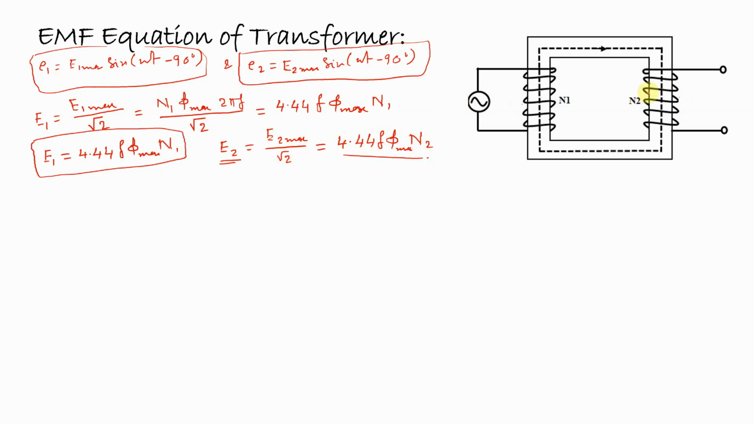That means when the secondary side is open, if we apply the voltage V1 in the primary side, and the number of turns of primary and secondary are N1 and N2, then a current Im will flow in the primary. Corresponding to it, a mutual flux will be developed. This is phi m, and because of this mutual flux, EMF will be induced in the primary. It is E1, and the EMF induced in the secondary will be E2.